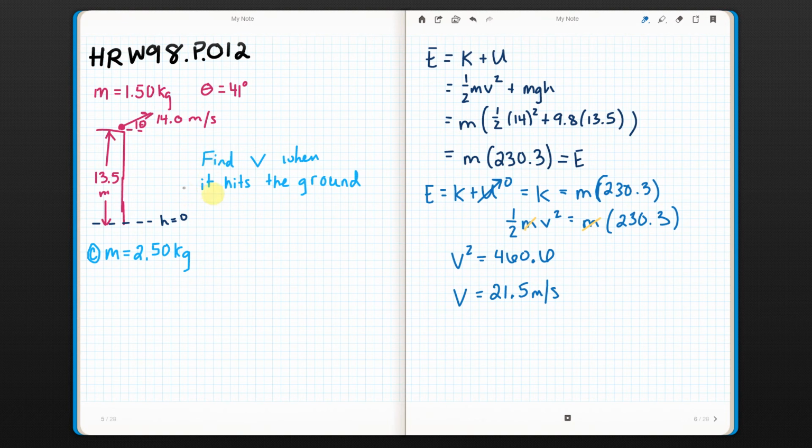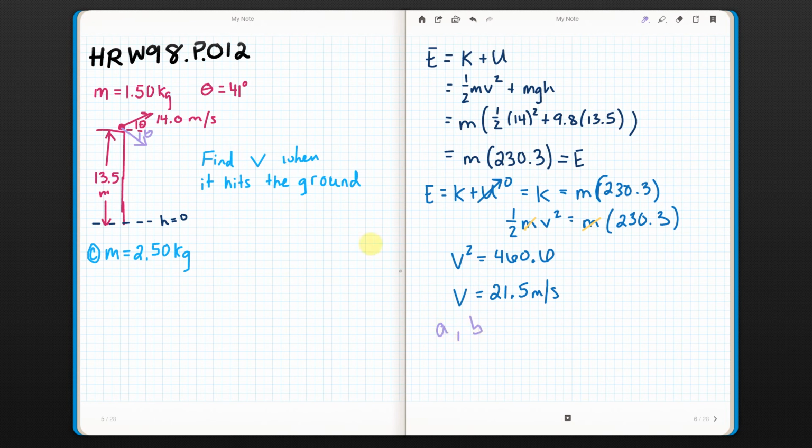Part B says, what about if this is 41 degrees below the horizontal? So what if instead of launched kind of up, it was launched kind of down? Well, if you go back and look at what we did, there were no angles involved. It was the launch velocity that mattered. It didn't matter which way you threw it. So nothing would change.